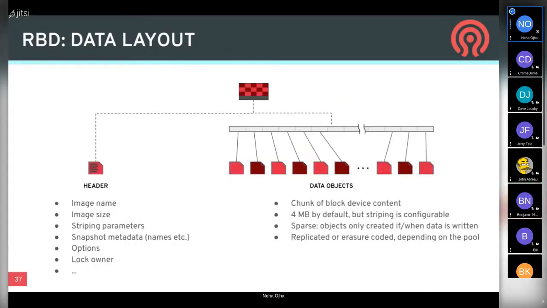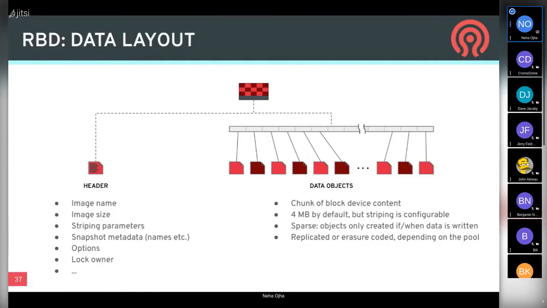Now, moving on to the data layout. Essentially, every RBD image maps to objects, and these objects have the header part of it and the data part of it. Now, the header part has things like name, size, striping parameter, basic metadata, in the sense whether it has a snapshot or not, that kind of information, and other options and locking ownership information. And the data, you can imagine, is essentially chunks of block device content.